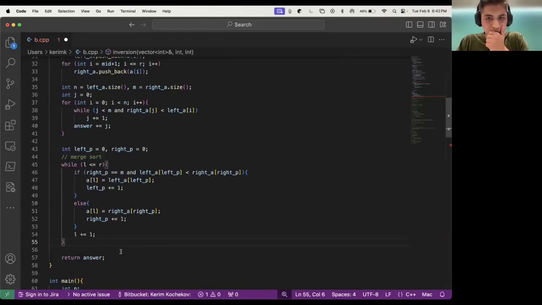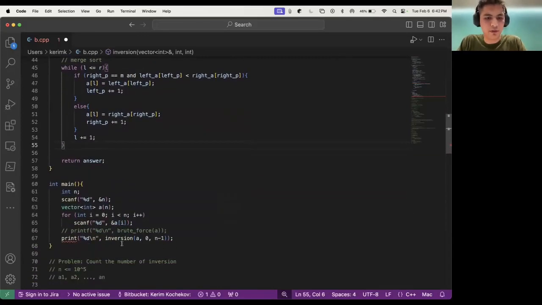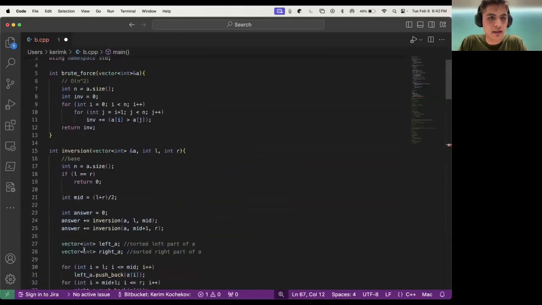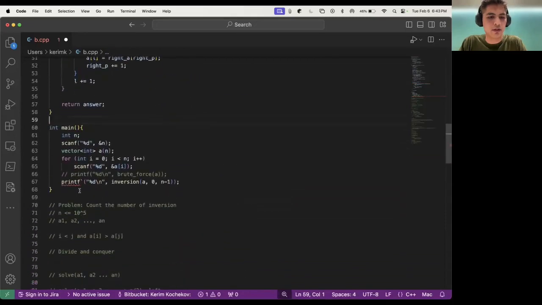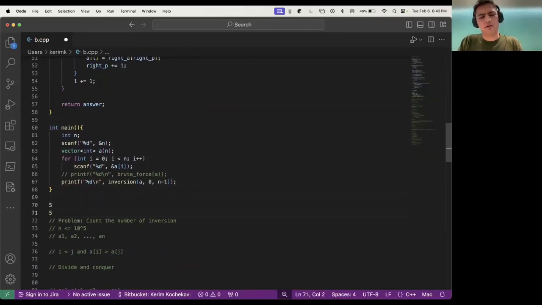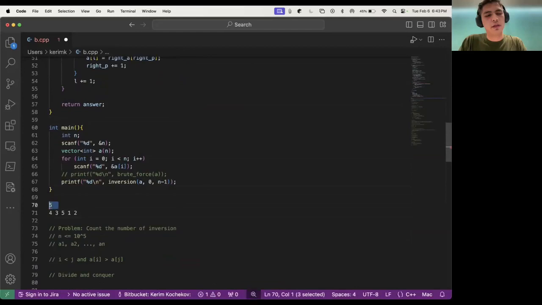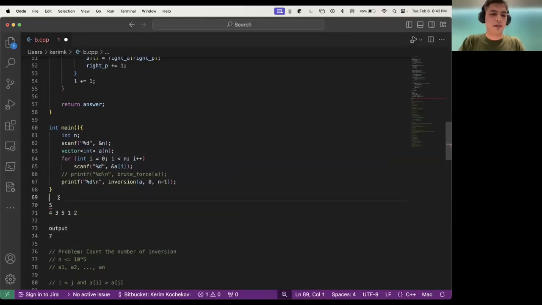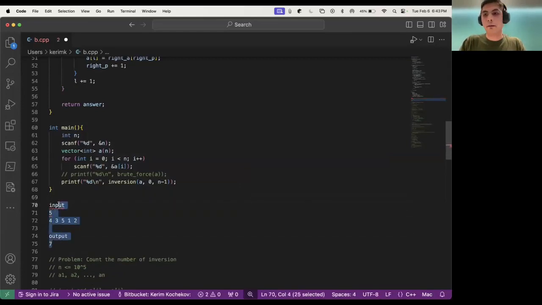We can run the algorithm and see whether we count the number of inversions correctly. What was our test case? We deleted it. We can write a new one: 5, let's say 4, 3, 5, 1, 2. The number of inversions would be 3, 5, 7. Yeah, 7, I guess. 7. This is the input. Let's see.